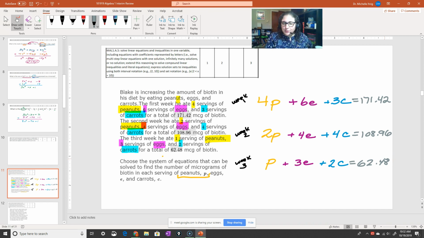So this was a multiple choice question, and it had a series of systems of equations. I didn't want you to see the multiple choice answers. I wanted to work it out, so that's that problem.